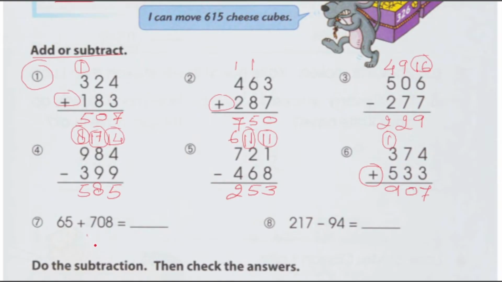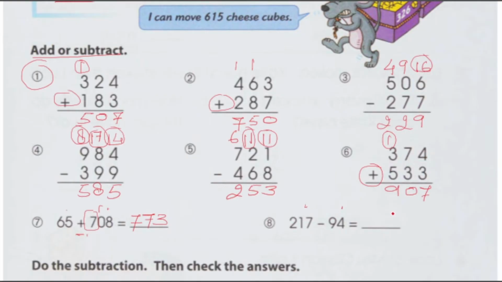This is again addition. So we have to add the unit place first. 8 plus 5, 13. So carry 1 to the 10th place. 0 plus 1, 1. 1 plus 6, 7. And in the 100 place, only 7 is there. So 7 will be written here. So the answer is 773.